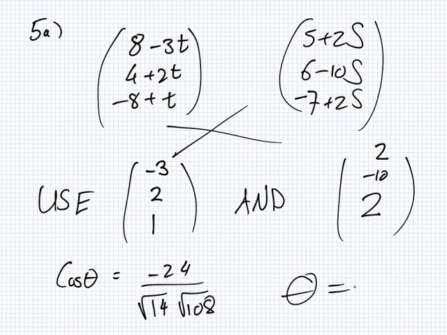The theta is 128 degrees. That's the obtuse angle. If you minus 180, you'd get the acute angle.